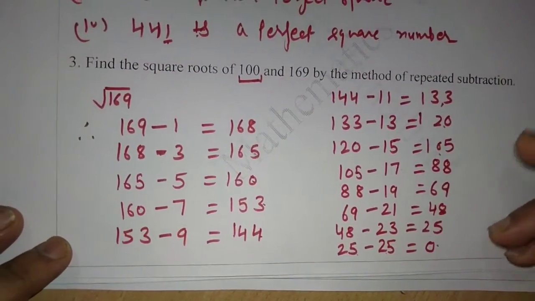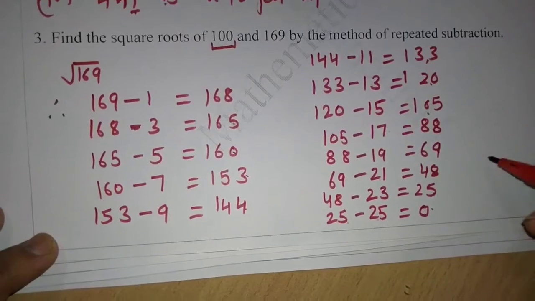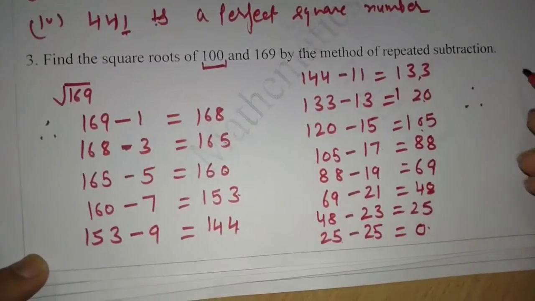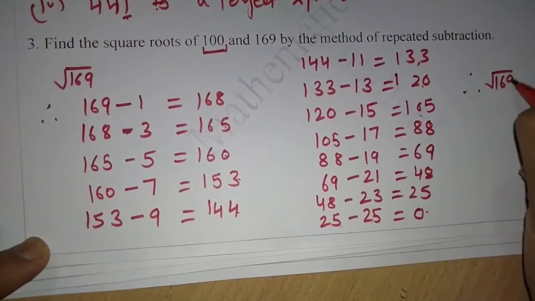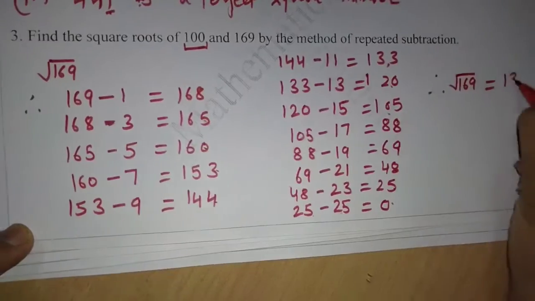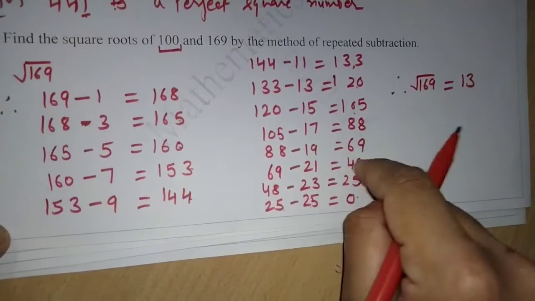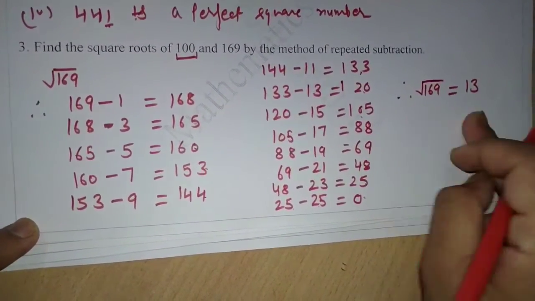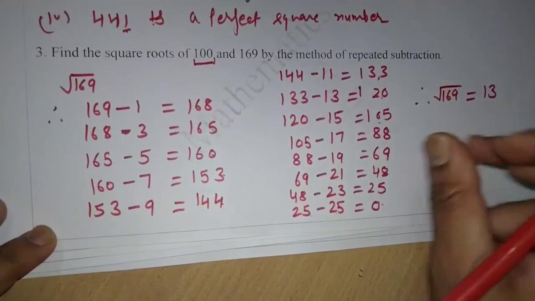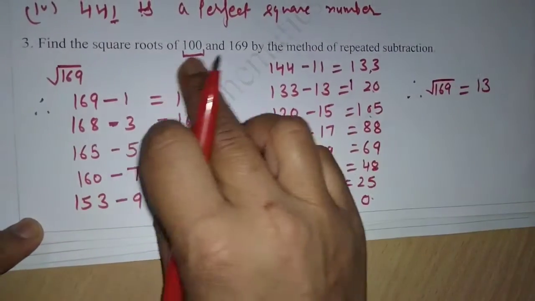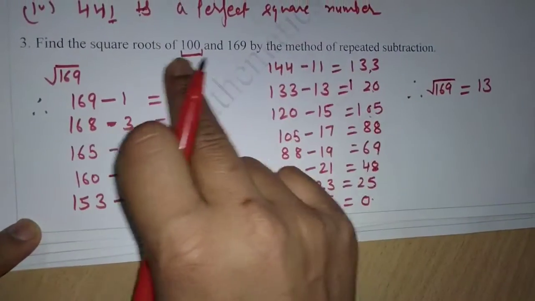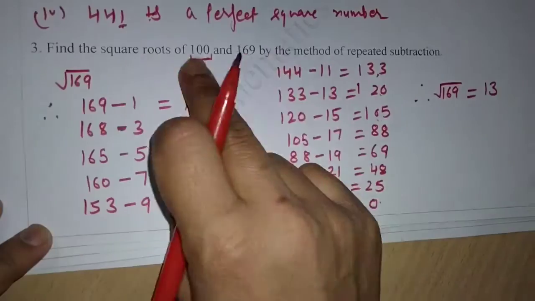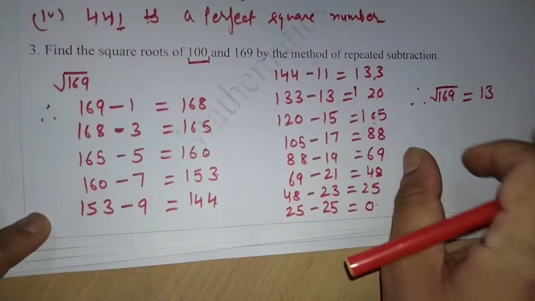We have performed the subtraction 13 times here. Therefore, the square root of 169 is equal to 13. The number of steps in which we obtain 0 is the square root of the given number. In a similar way, you can find the square root of the number 100 as well by the repeated subtraction method.